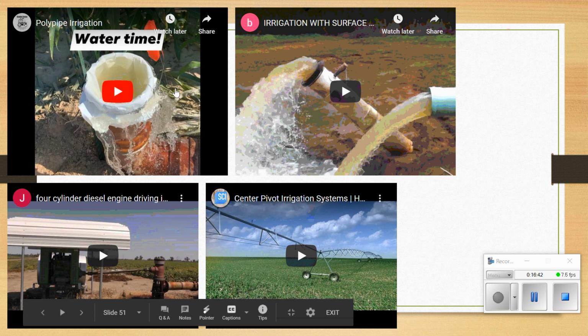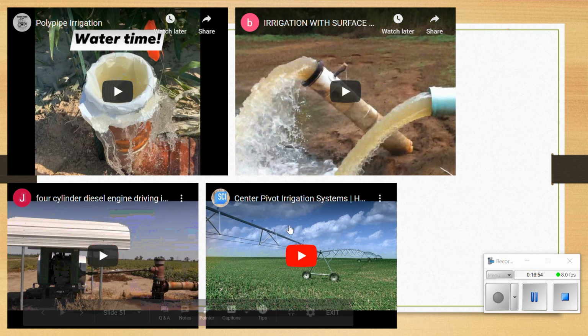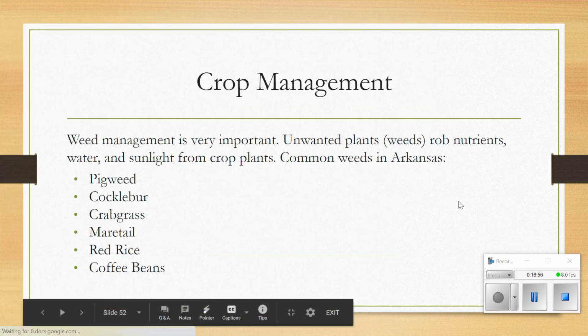So here's a video of us laying polypipe on the school farm and getting that going, and furrow irrigation using surface water. We have this type of setup at the school farm power unit, and then here's the center pivot. So please enjoy that. And crop management.